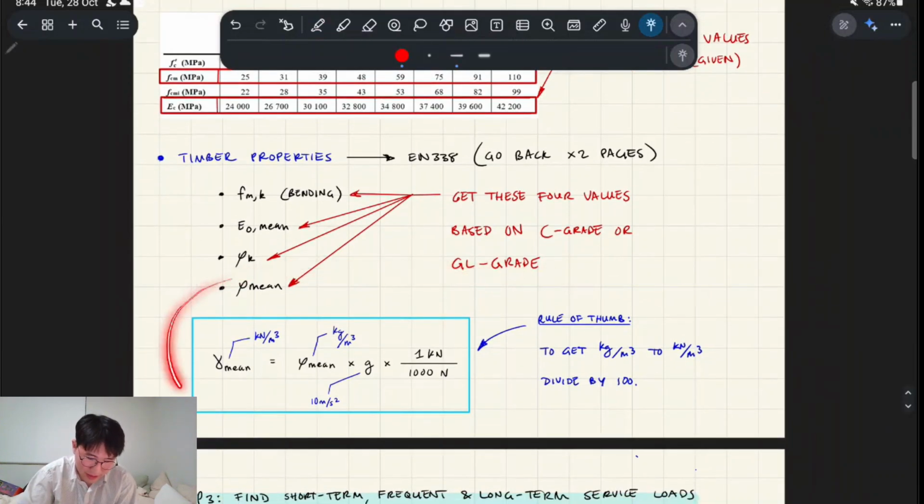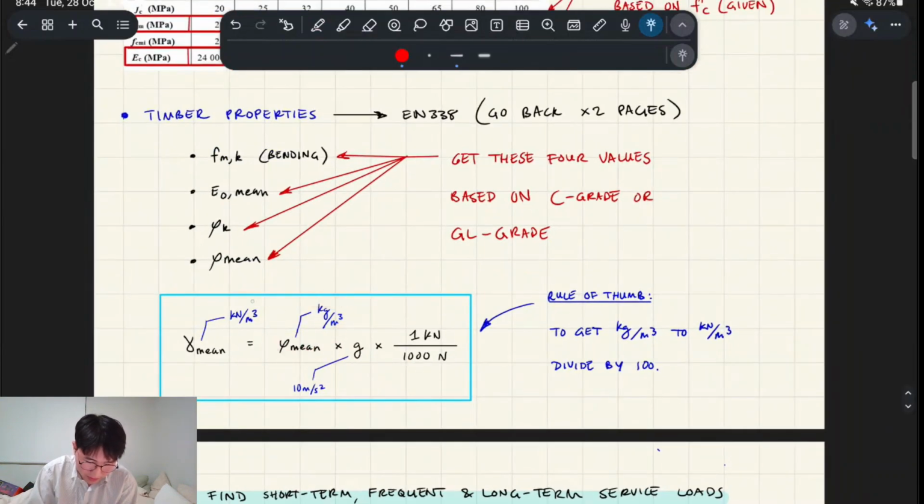A key thing is converting density to unit weight, because density and unit weight are different. Density is given in kilograms per meter cubed, but unit weight is in kilonewtons. To get from kilograms to kilonewtons, you multiply by 10, a rounded number for gravity, and then divide by 1,000. So effectively you divide by 100. That's a rule of thumb.